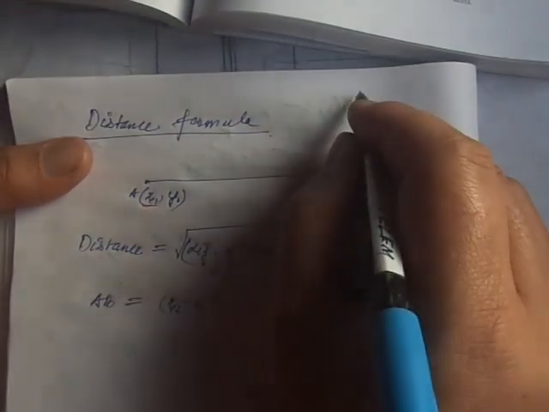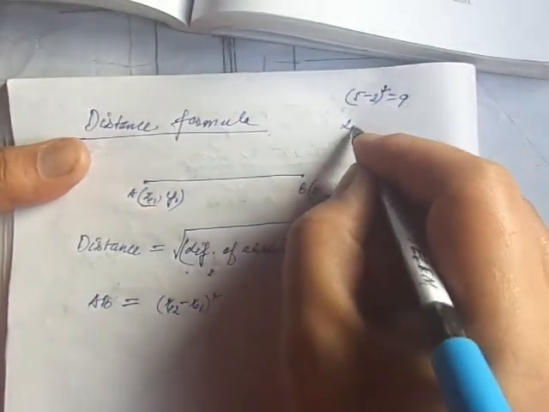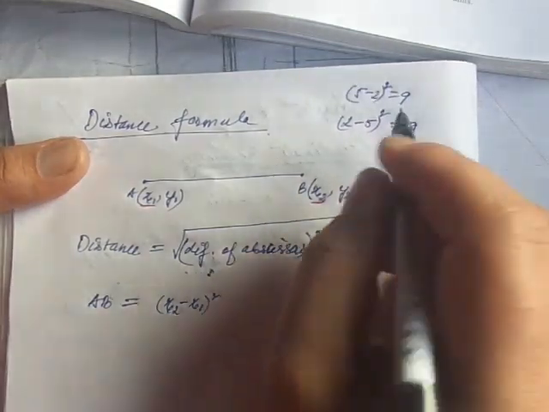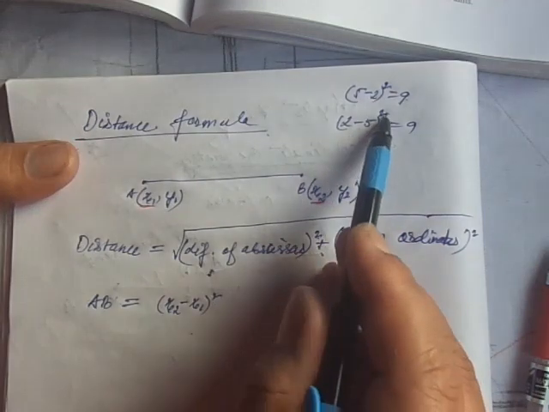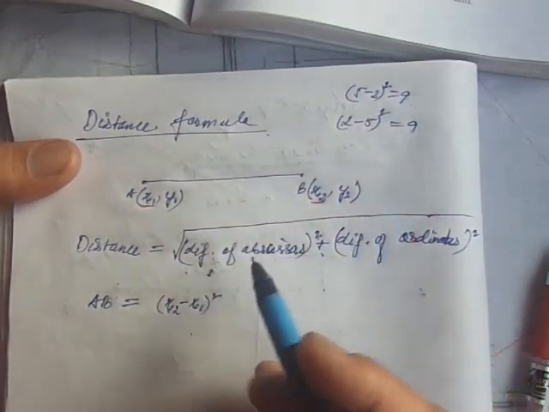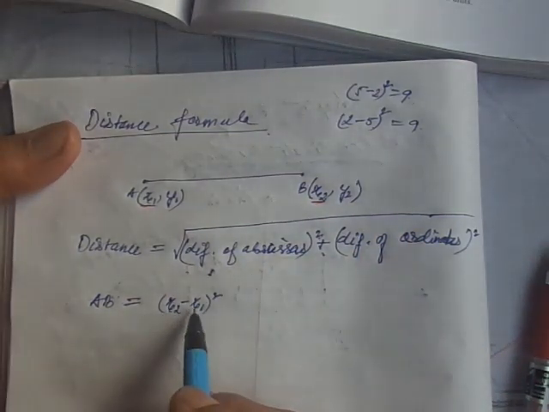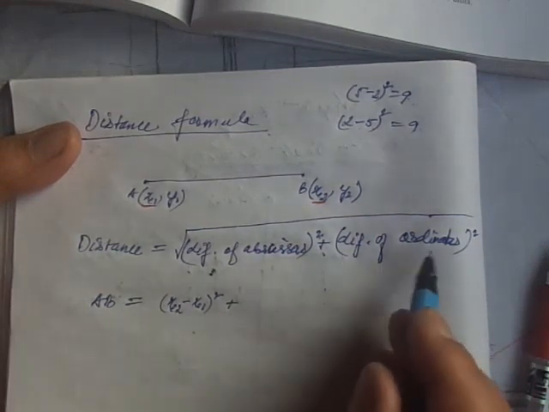For example, say 5 minus 2. 5 minus 2 whole square, you will get 9. 2 minus 5 whole square, that is minus 3 whole square, you will also get 9. So why are 5 minus 2 whole square and 2 minus 5 whole square both 9? Why are these two equal? Because of this square. So like that we can write any one first, x1 minus x2 or x2 minus x1, anything, then plus difference of ordinate.